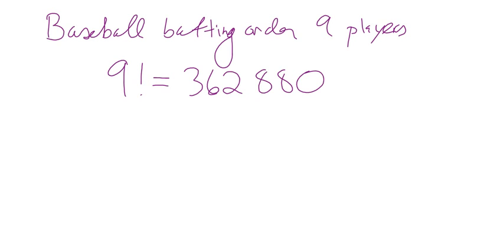362,880. So they could play about 1,000 years before they had to repeat a batting order, right? If you played once a day. 362,880, and there are 365 days in a year, so about 1,000 years if you played one game a day before you actually had to repeat a batting order. Really big numbers, right? Pretty big numbers.